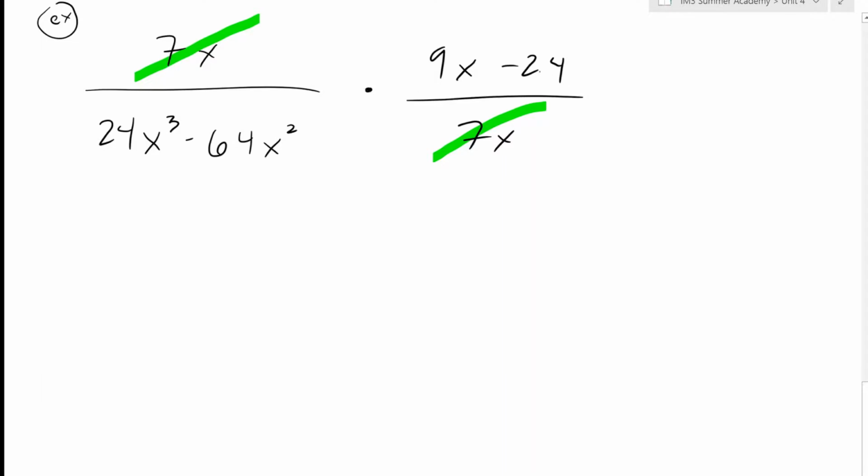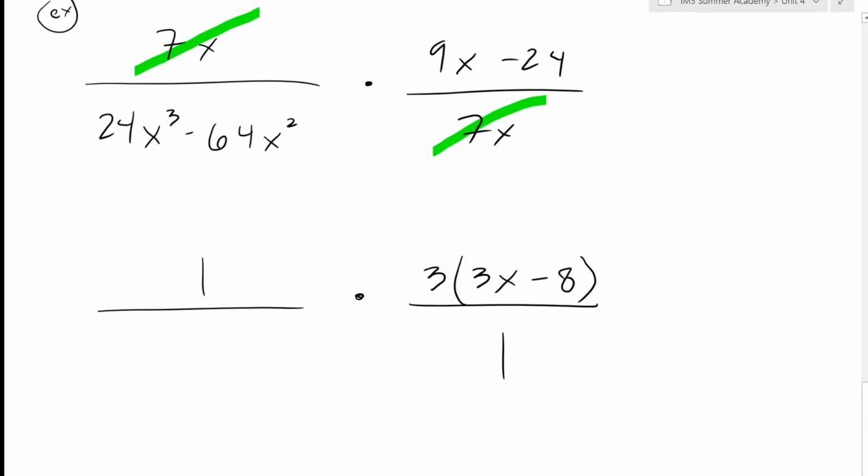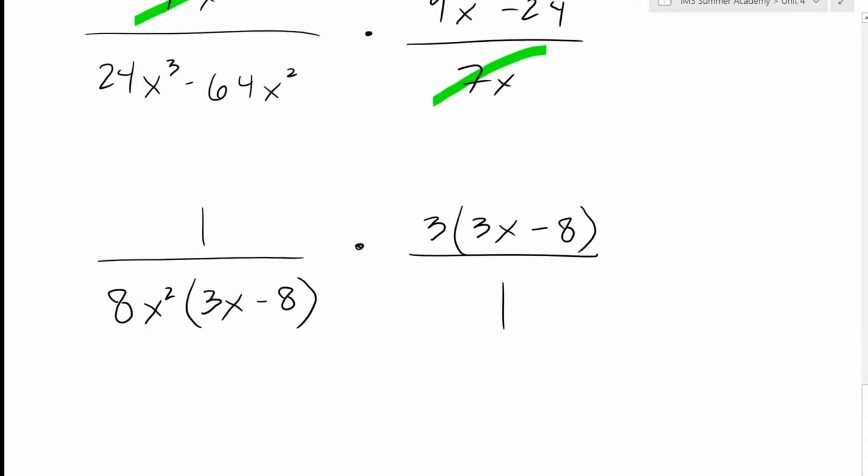So let's see. The 9x minus 24, if I factor out a 3, that leaves me with 3x minus 24 divided by 3 is an 8. Okay, we got rid of this top and this top, so really it's just one down here, one up here. 24x cubed minus 64x squared. Let's see, the number we can break out of that is an 8 and an x squared. 24 divided by 8 is a 3x. 64 divided by 8 is an 8. No more x's.